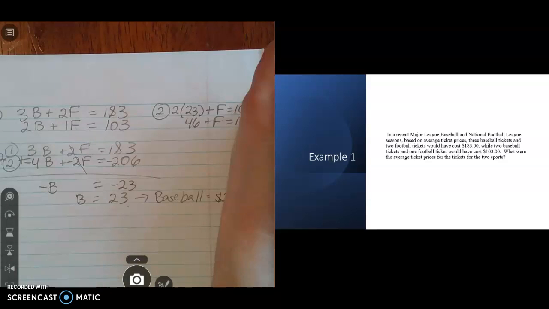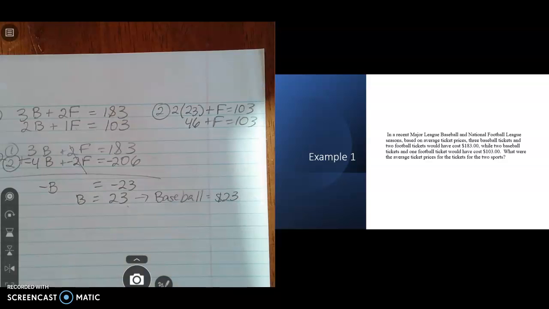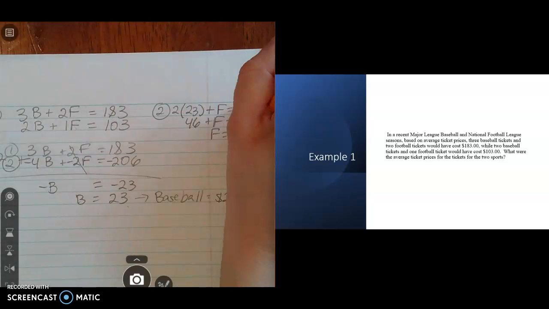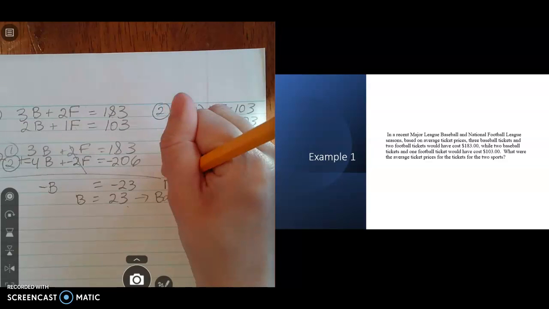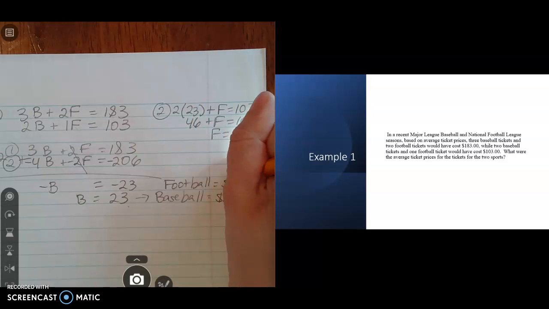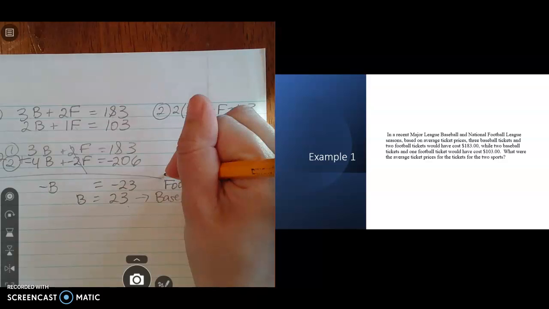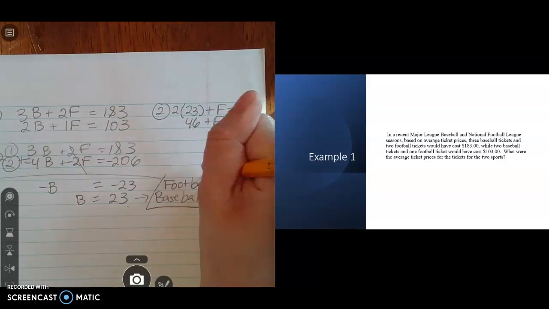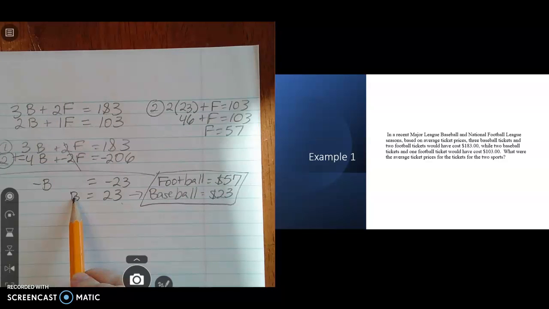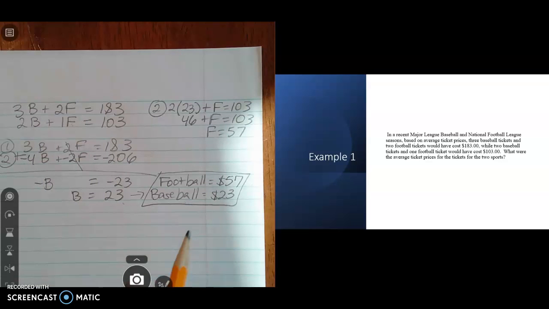And if I do 103 minus 46, I get F equals 57, which means that my football tickets had an average price of $57, which is pretty cheap for football tickets. But that answers our question. So we've figured out from our equations what the answer is and related those back to the problem. Okay? Let's do another one.